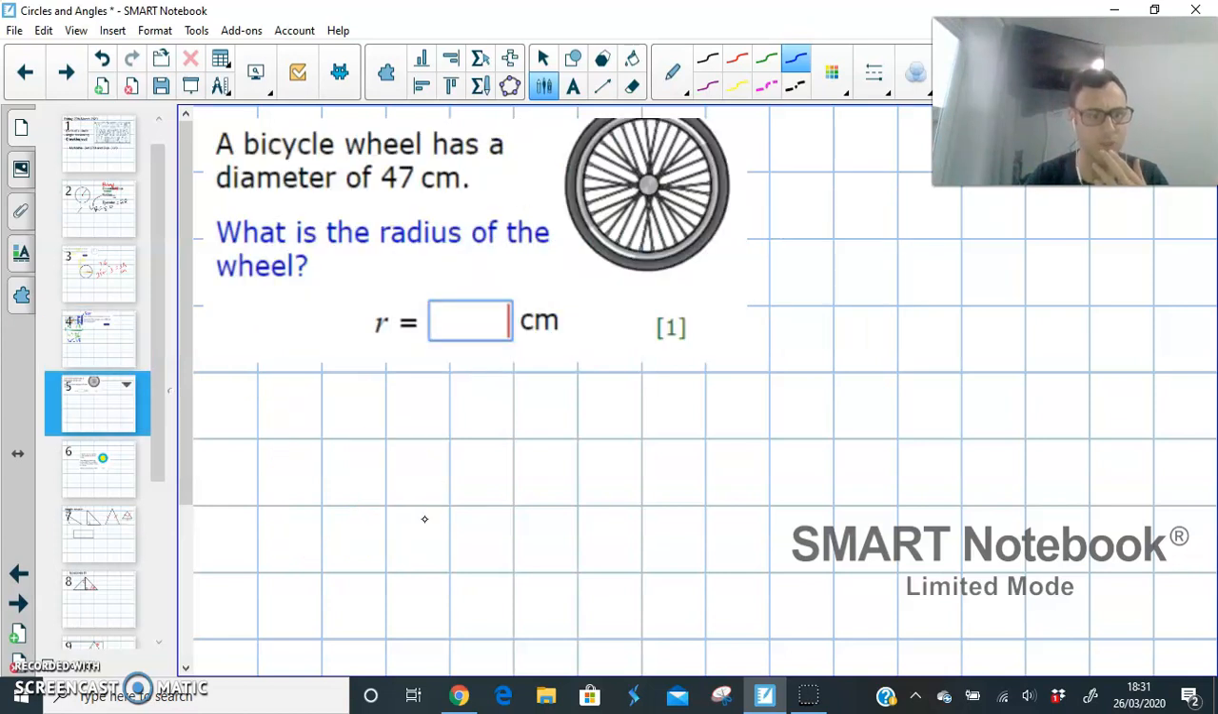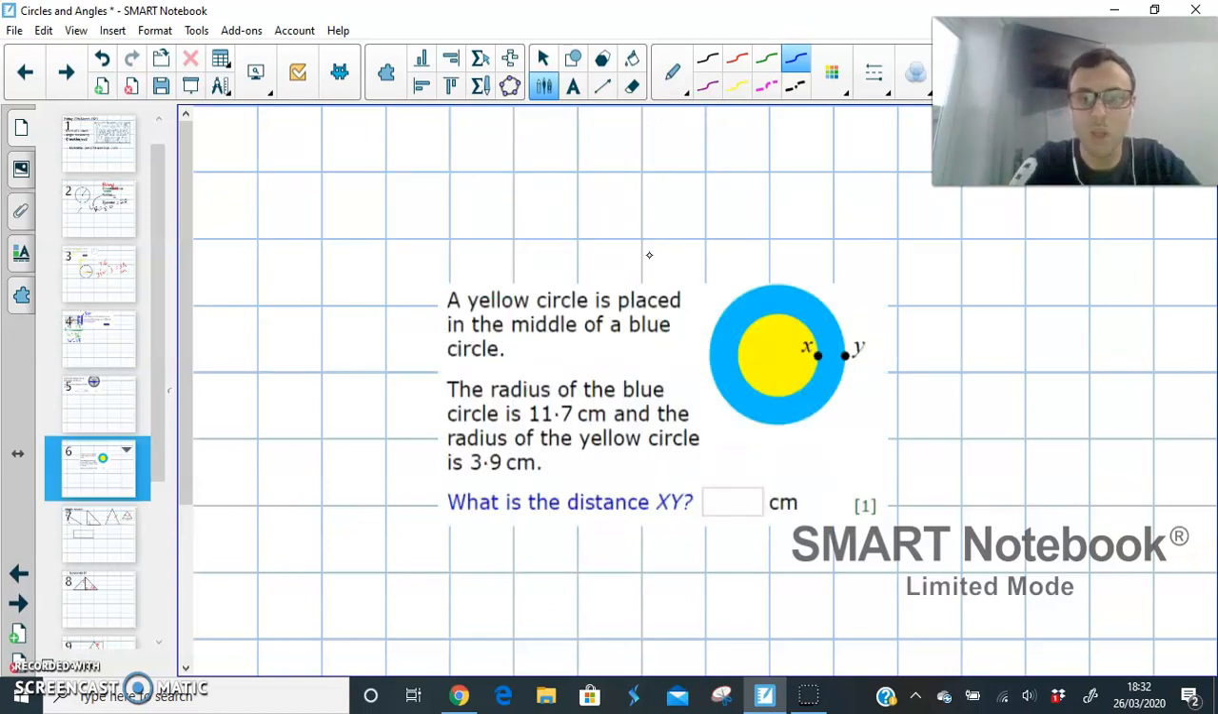It's quite straightforward. Now the bicycle wheel has a diameter of 47. Well, diameter is all the way along, so we can quite easily work out the radius by halving that. So that's a really straightforward question. Okay, this one's slightly harder.